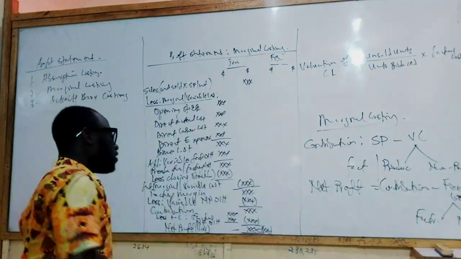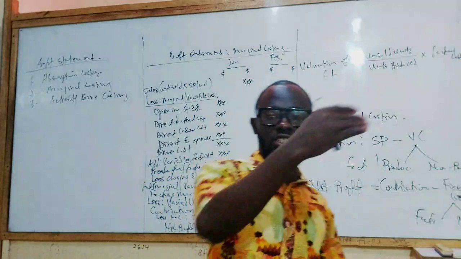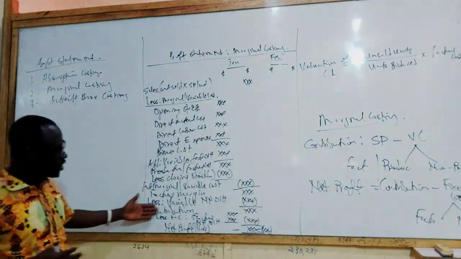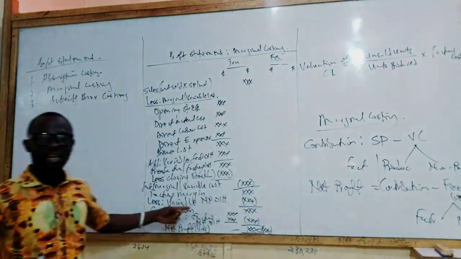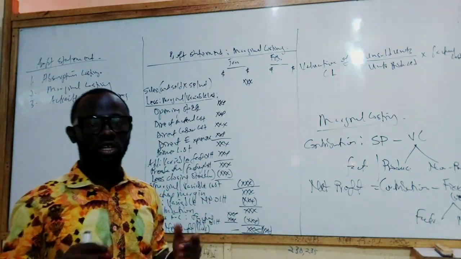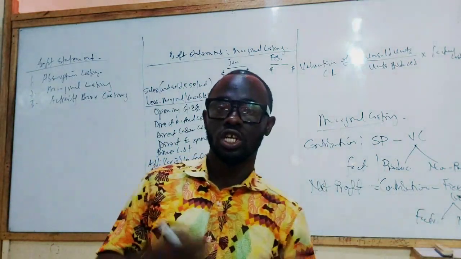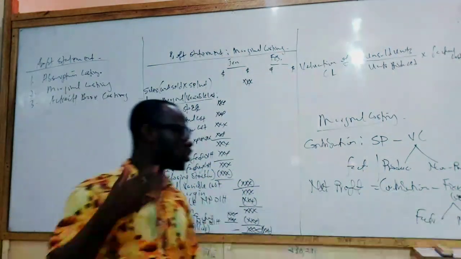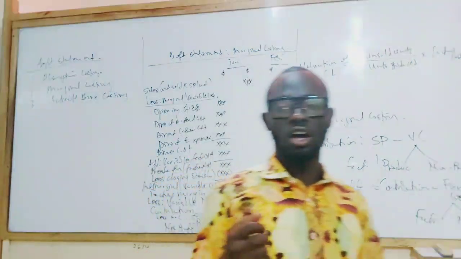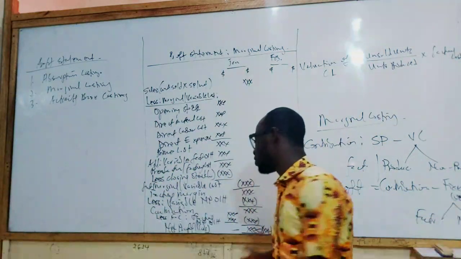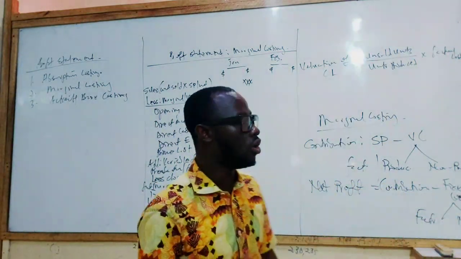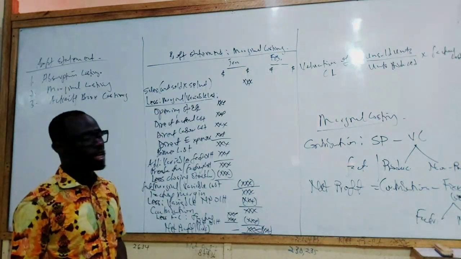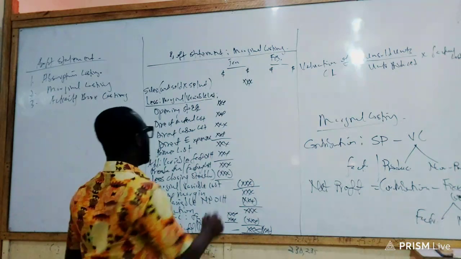Then, if there is variable non-production overheads, like selling expenses, which is variable, then we will deduct it from the factory margin, then we will now get what? Contribution. Once we get our contribution, what do we do? We less all the fixed costs, factory fixed costs, and then non-production fixed costs, and then that gives us our net profit or loss.